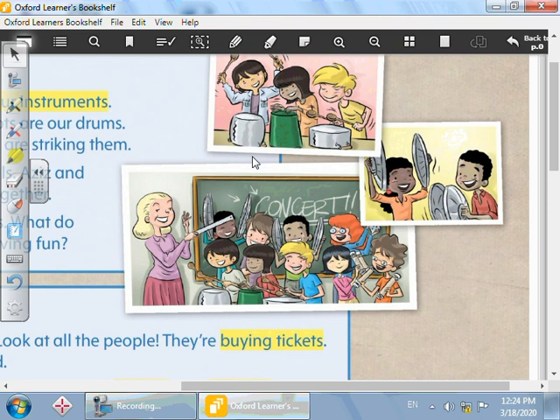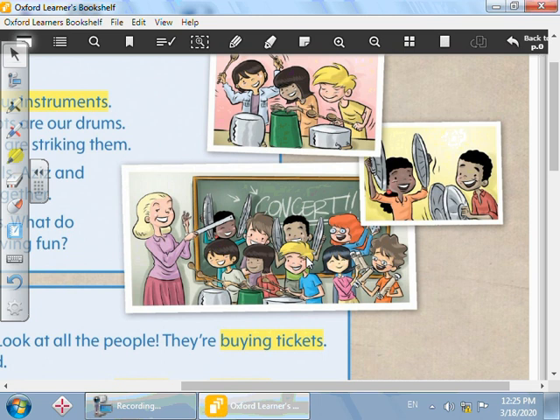What else can you see? Super! There are two children holding the cymbals and striking them together. Can you see here the cymbals, guys? These are the cymbals, and they are striking them together. What a nice idea. Now, look at that picture.